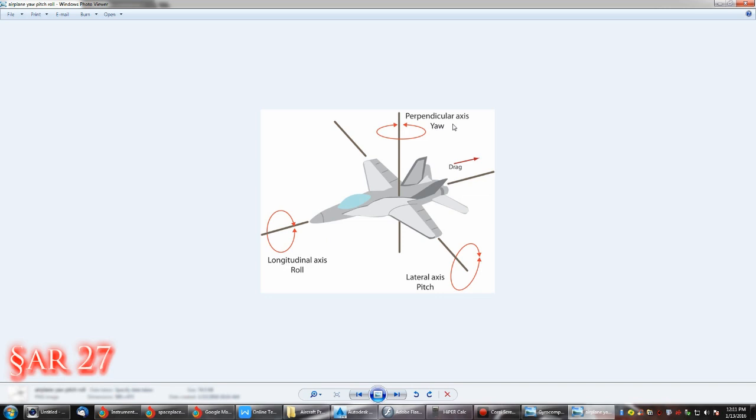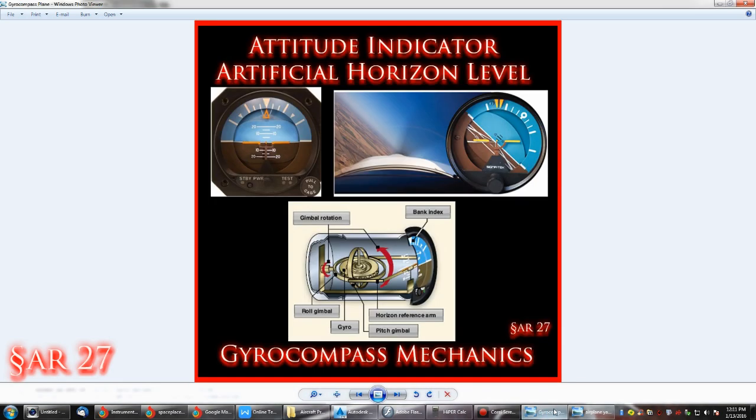Here's the perpendicular axis, which is the yaw. If you're looking at it from overhead, it's turning left to right and not moving up or down. Then we have the pitch, which is up and down from the nose. And then we have the roll. If we see in this image, this airplane is rolling to the left and the gyro compass moves with it.